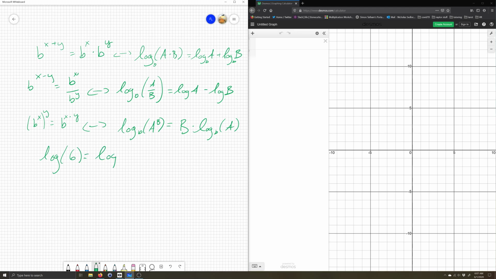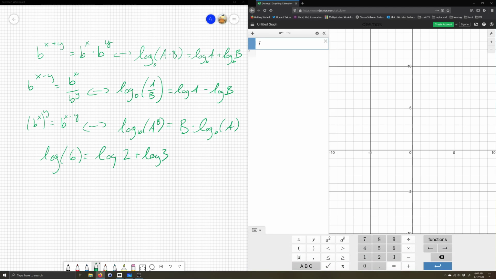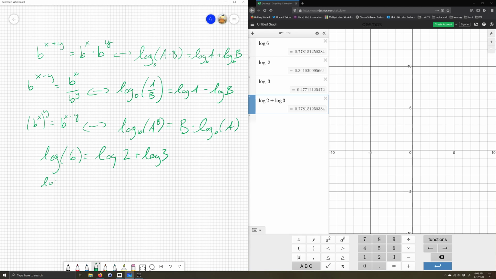And so just to demonstrate that, that tells me if I have something like the log of 6, it should be the log of 2 plus the log of 3. And I can just demonstrate that really quickly. Log of 6 is that, log of 2 is that, log of 3 is that. If you do log 2 plus log 3, you in fact get log of 6. And so then obviously if you subtract log 6 and log 3, you get log 2, which is log of 6 over 3.